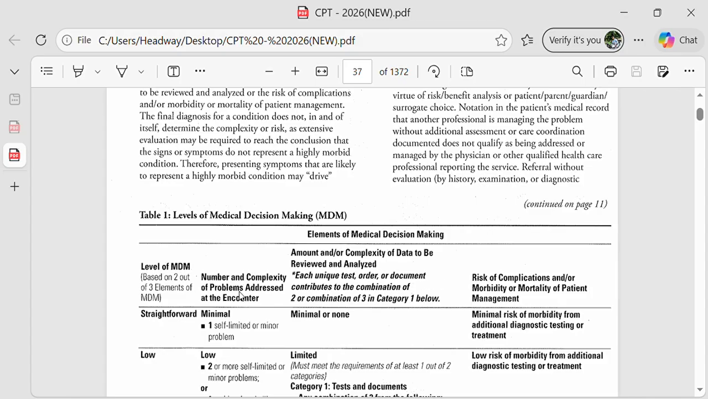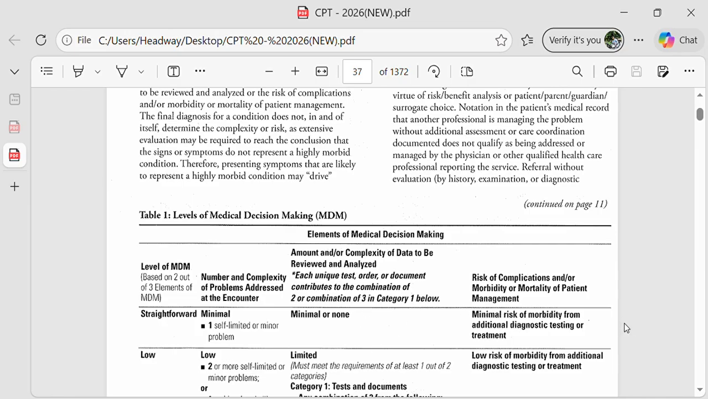First one is this thing, COPA. We call it the complexity of problems to be addressed. Next thing is the data. Data in the sense, it is any review done by the physician. Everything is done by the physician, like tests and documents, interpretation, reviews, and everything in this data.